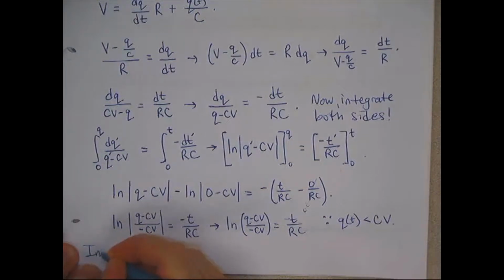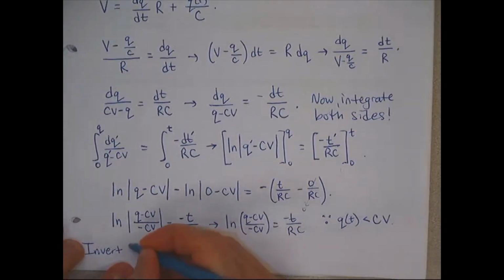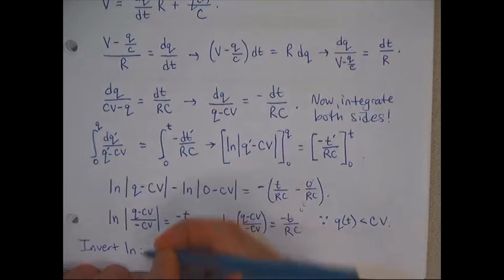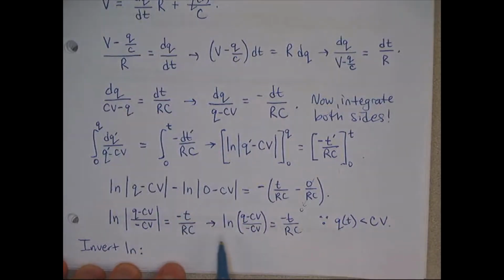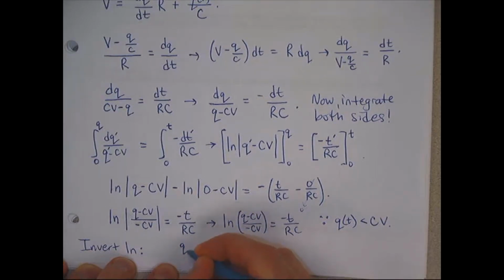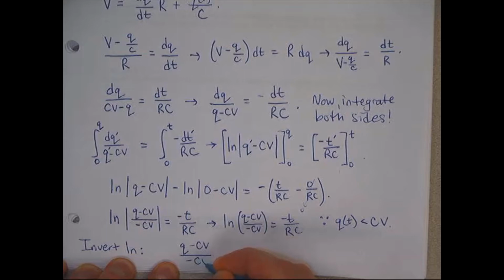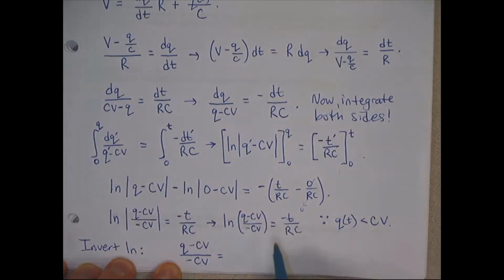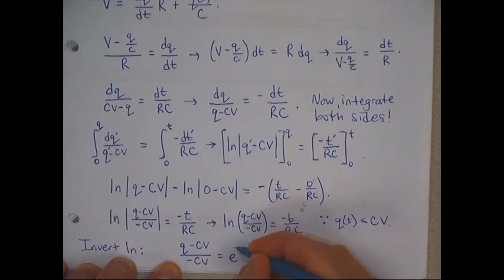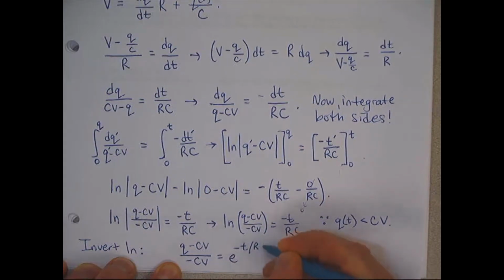Now we need to invert or undo the natural log. And we do that by taking e raised to both sides of the equation. Of course, e to the natural log of this argument is just the argument, Q minus CV over negative CV. And on the right-hand side, we have e to the negative time over RC.